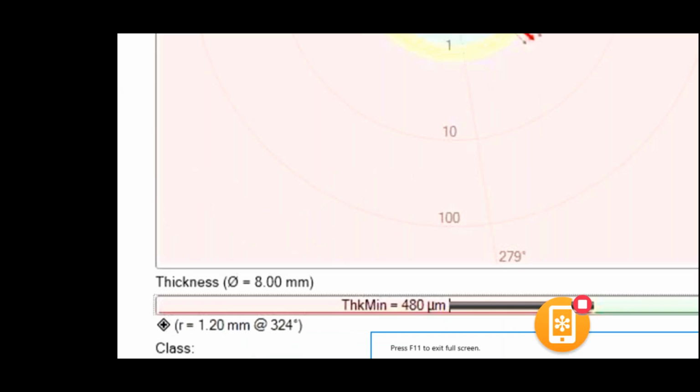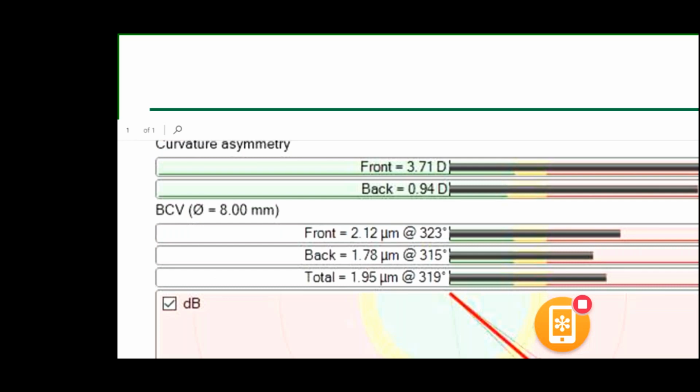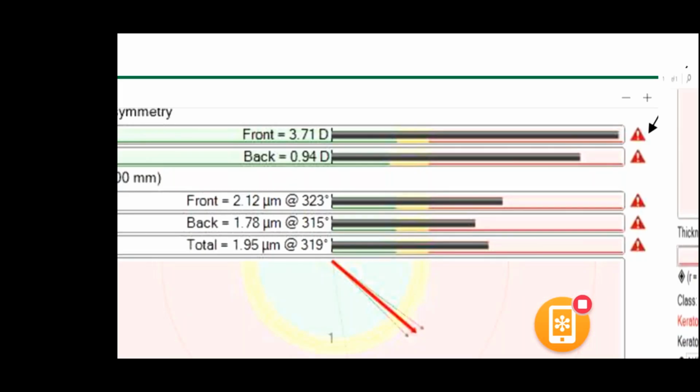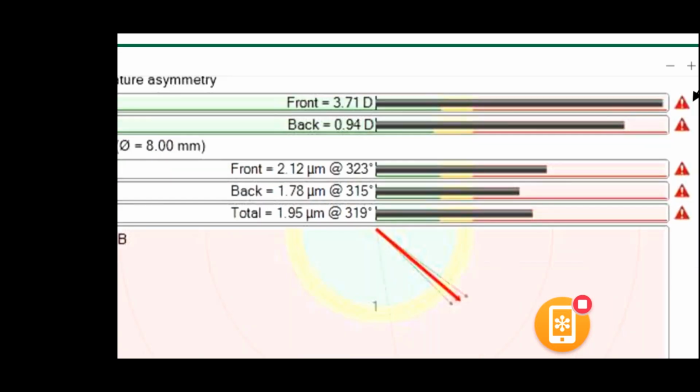It's telling you, see the indices, it has crossed the yellow and gone to the red. And you have an arrow here, a red triangle saying be careful, something is going on. The front and the back asymmetry, curvatures, and then the BCV, you see all the indices have crossed the yellow line and are in the red. And this arrow also tells us whether things are suspicious, moderately suspicious or very suspicious, it goes into the red area. And it also tells you the corneal thickness, which is moderately thin, not very thin.